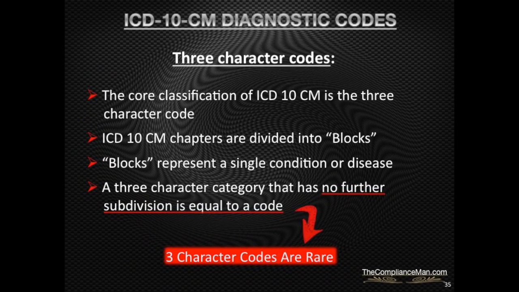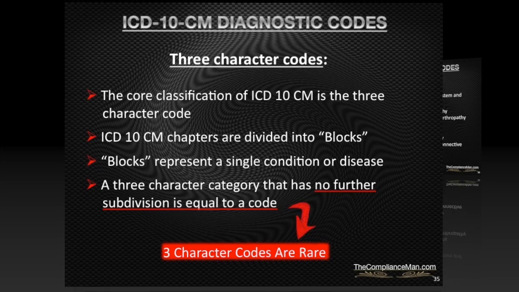The 3 character codes are the core classification of ICD-10, and these are called blocks, and these blocks represent a single condition or disease in the tabular list. If a 3 character category or block has no further subdivision, it is equal to a code. But this is very rare, and I doubt that you will ever see this or use it because most codes require further subdivision to make the code more specific.